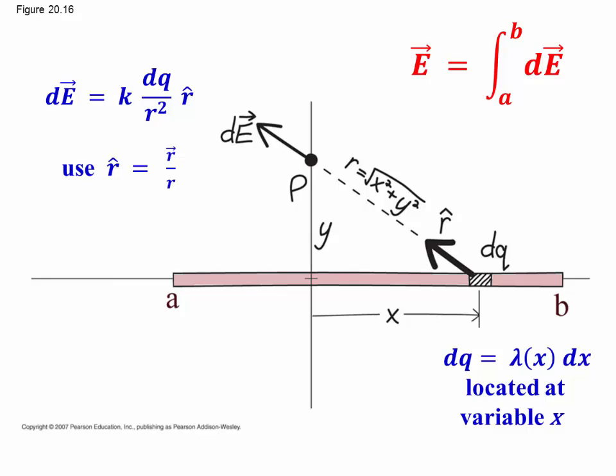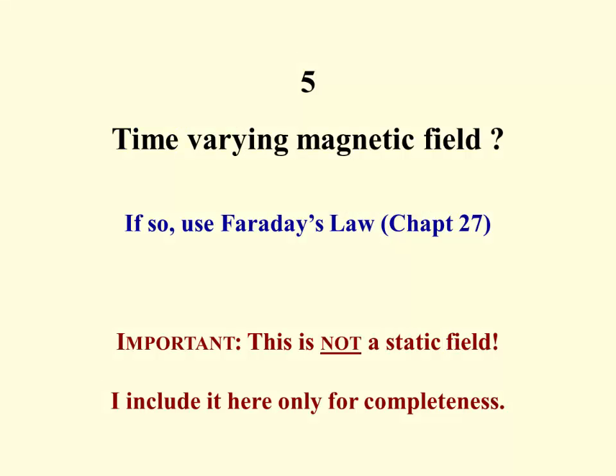So the little tiny piece of field is k dq over r squared r hat, where again we'll almost always use r hat to be r vector over r. Once we've got that little piece done, we've got the integrand, and we just have to integrate that differential of E from A to B over the charge distribution, and we'll have the vector field. At that point, you just do calculus.